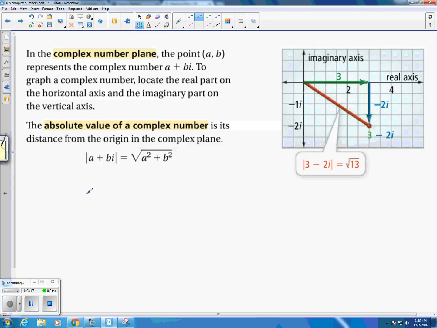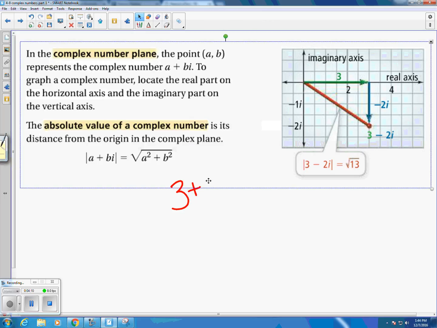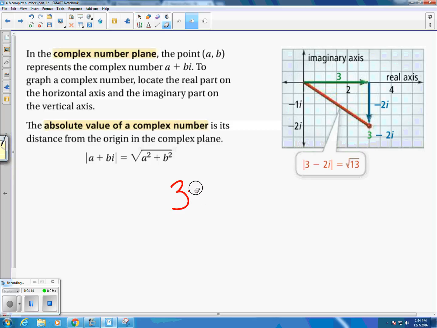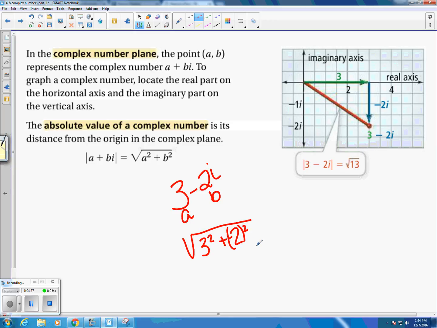The absolute value of a complex number is the distance from the origin in the complex plane. So the way we do that is by using the formula, the square root of a squared plus b squared. So in our example, we had 3 minus 2i. So we have a and we have b. You're going to find the distance. We would do the square root of 3 squared plus -2 squared. So we have the square root of 9 plus 4. So the distance, or the absolute value of this complex number, would be the square root of 13.